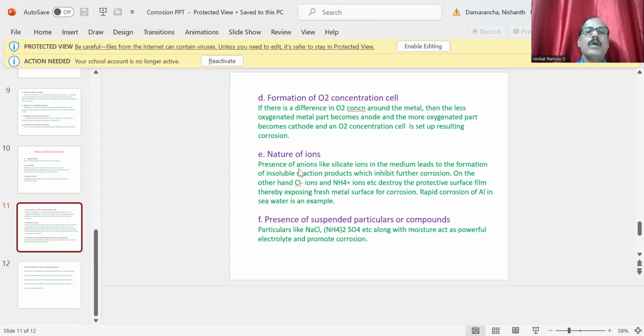And the next factor is presence of suspended particulates or compounds. Here, salts like ammonium sulfate and sodium chloride, if present along with moisture, act as powerful electrolytes and definitely promote higher corrosion. So the presence of that type of salts always accelerates the rate of corrosion. So these are the different factors.